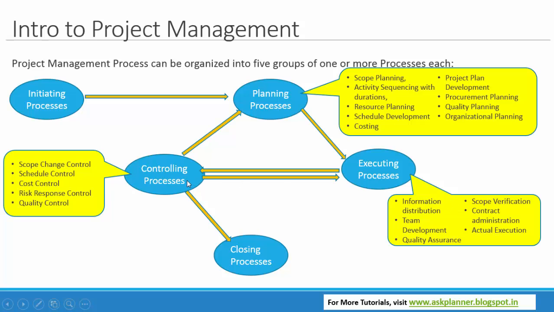And the controlling process ensures that the project objectives are met by monitoring and measuring progress and taking corrective action whenever necessary. And the closing process is formalizing acceptance of the project or phase and bringing it to an orderly end.